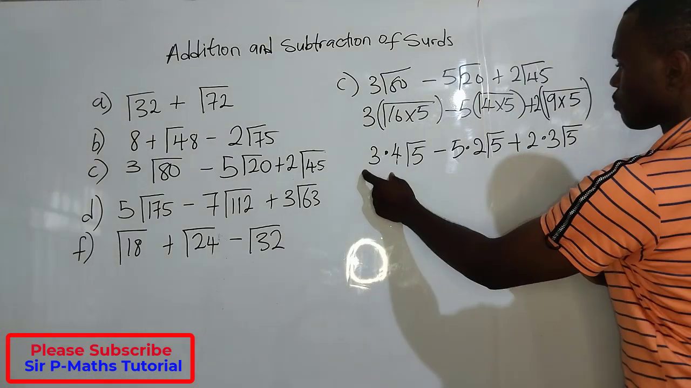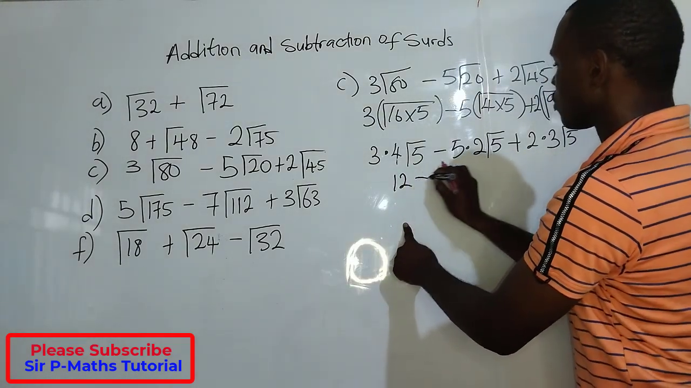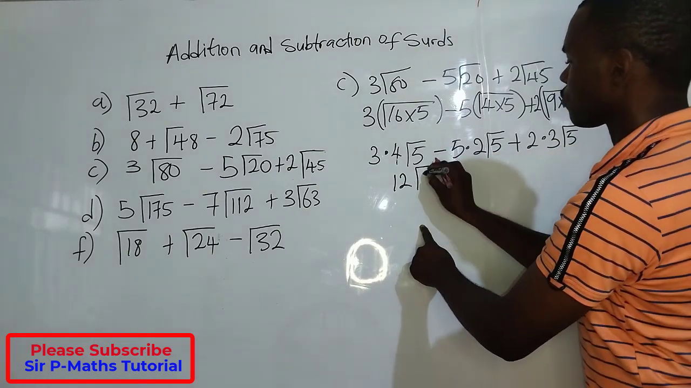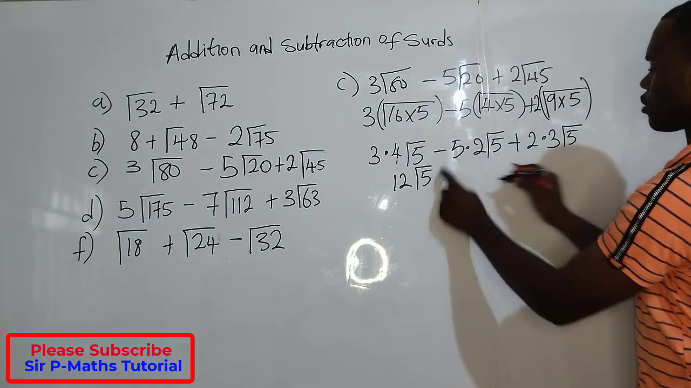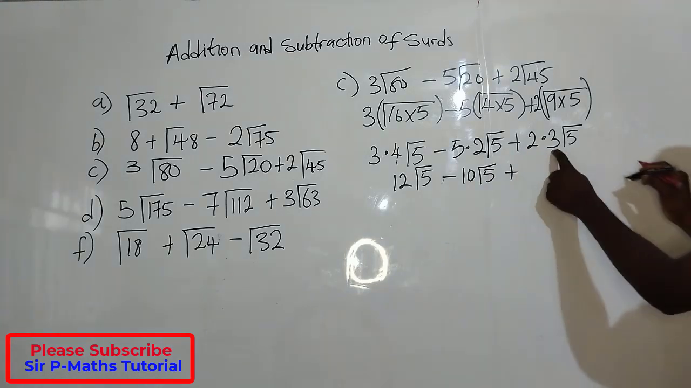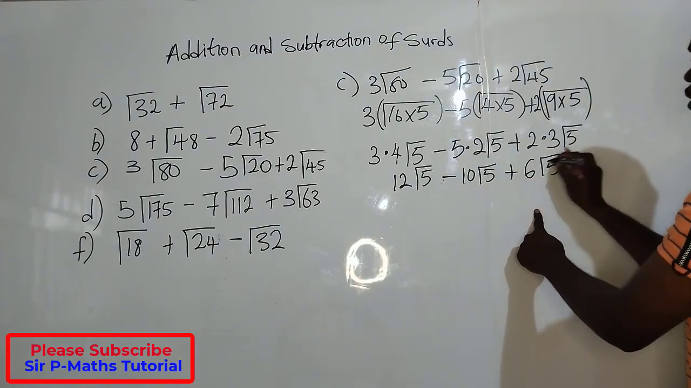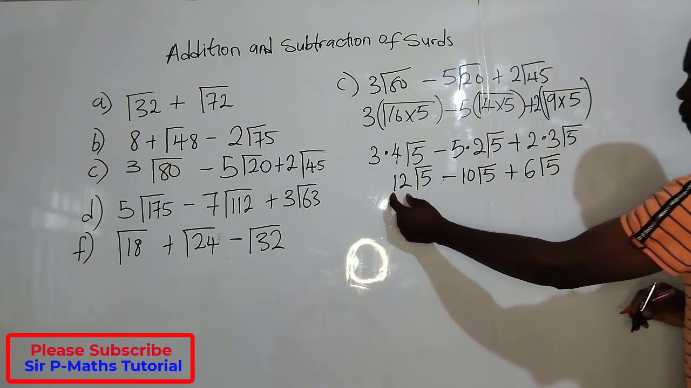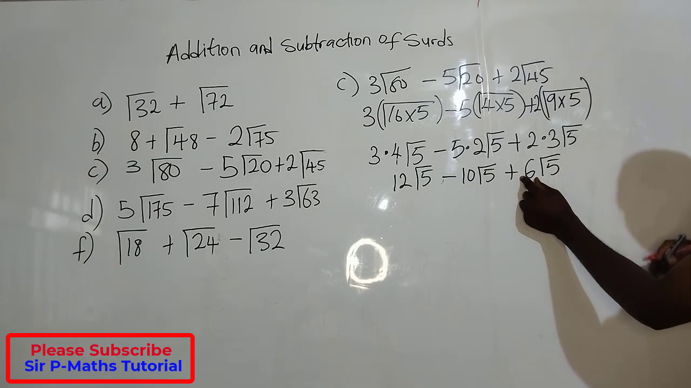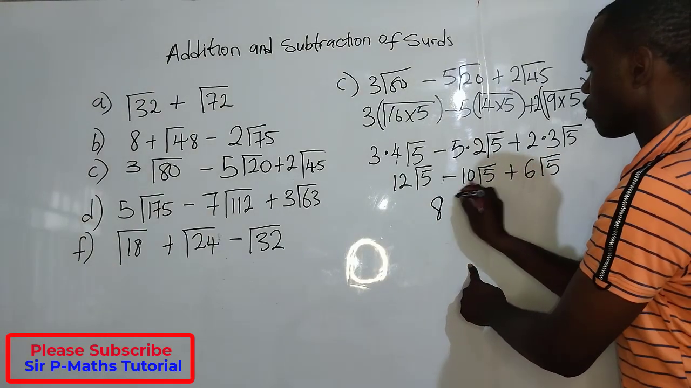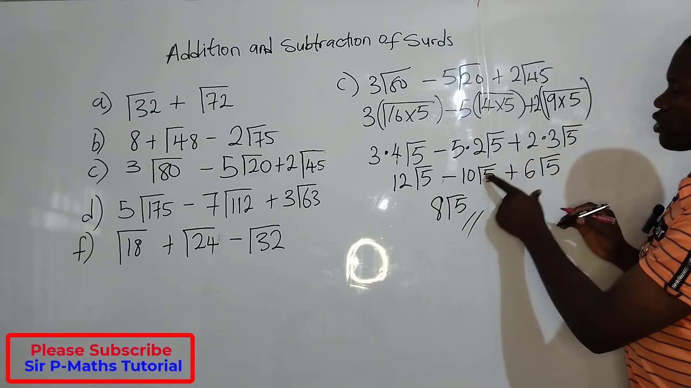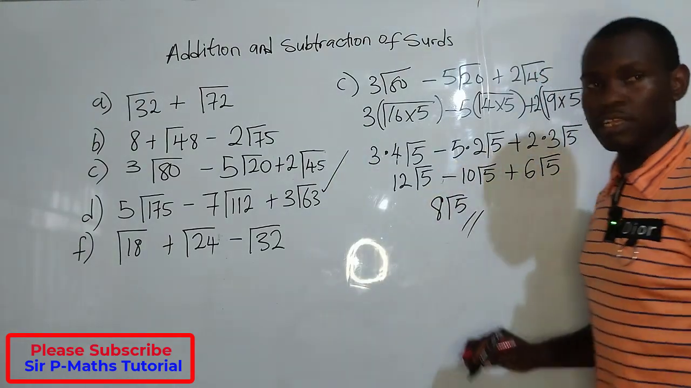So at this stage, we multiply 3 times 4 will give me 12, 12 root 5, minus 5 times 2 will give me 10 root 5, plus 2 times 3 will give me 6 root 5. From this place, we operate the coefficients. 12 minus 10 will give me 2, 2 plus 6 will give me 8. So I'll have 8 root 5. This becomes the answer. Now take the same step and solve this one as your class activity.